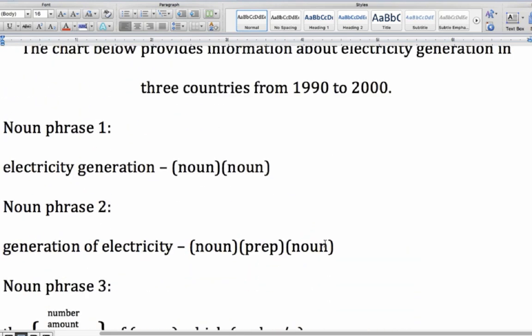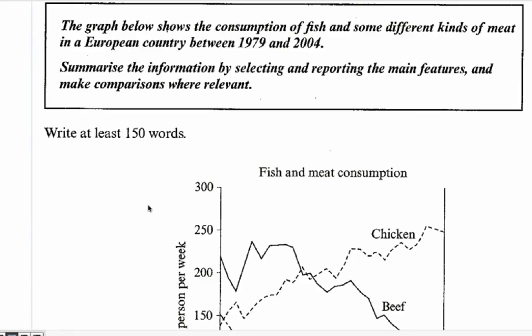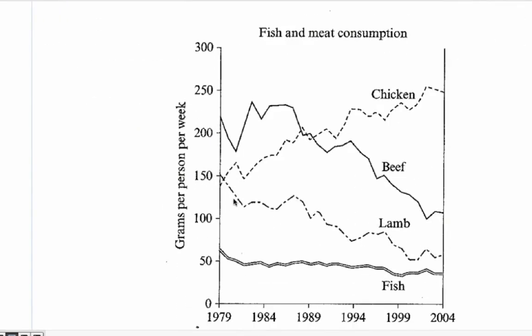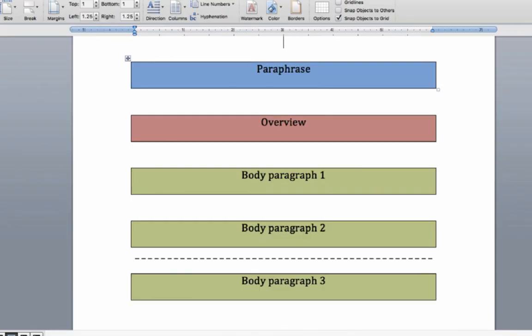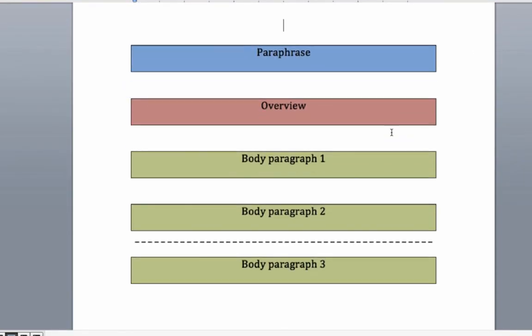Okay, let's go to our essay. All right, here is our essay that we're going to write. So what do we do? Well, let's just look at overall task 1 structure for those of you who don't know. This is how we structure our task 1. We start with a paraphrase. We're not going to look at this in this video or the overview in this video. We'll do it in another video. I'm focusing on noun phrases. But this is what it looks like. Paraphrase, that's where you paraphrase the question.